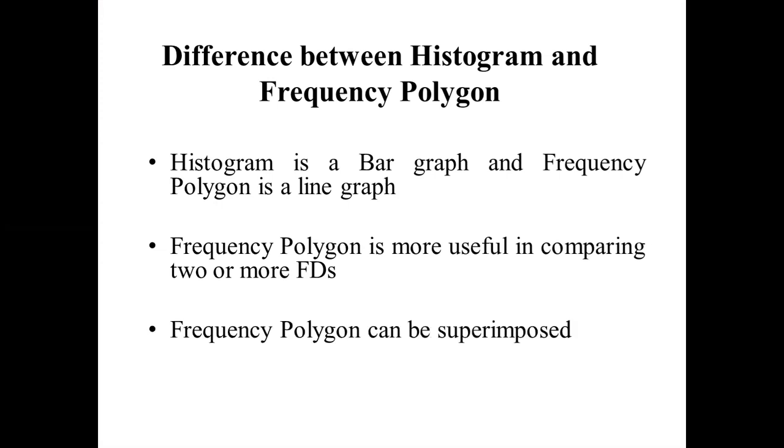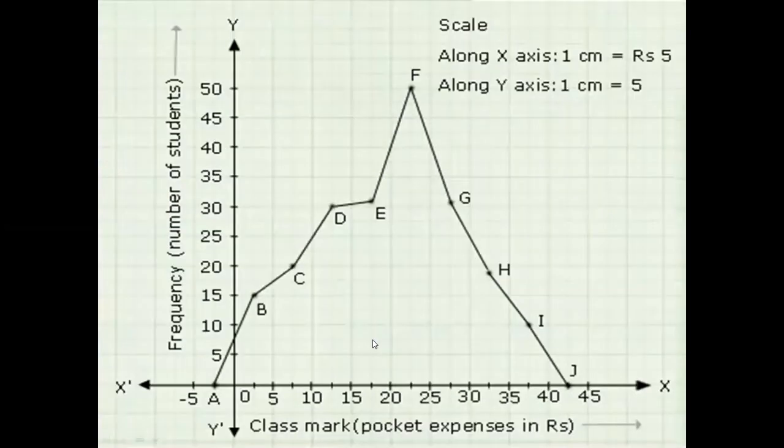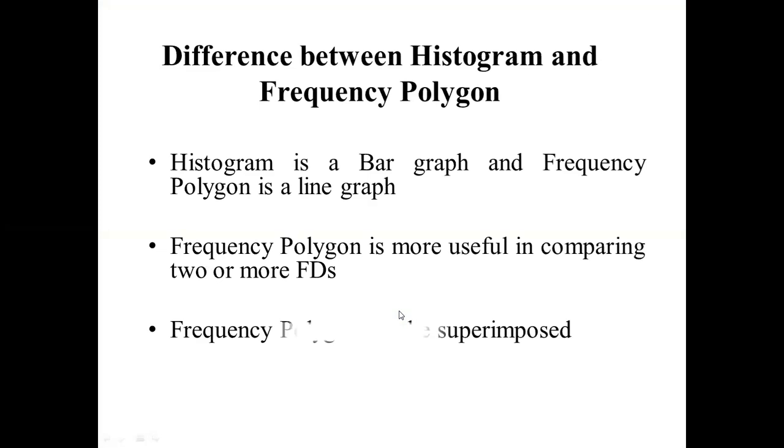Okay. The frequency polygon can be superimposed. That means you can have one frequency polygon on the other. So this is how it can be. You can superimpose the frequency polygon on the histogram. Here you superimpose the frequency polygon on the histogram. Similarly, you can have another frequency polygon over here. So it can be superimposed.